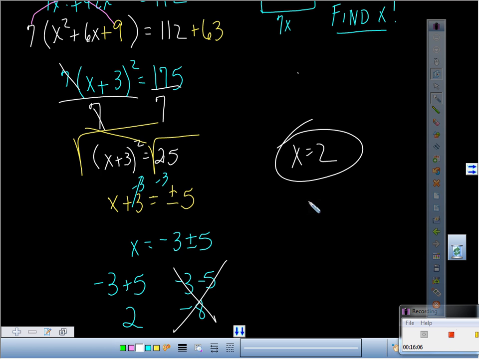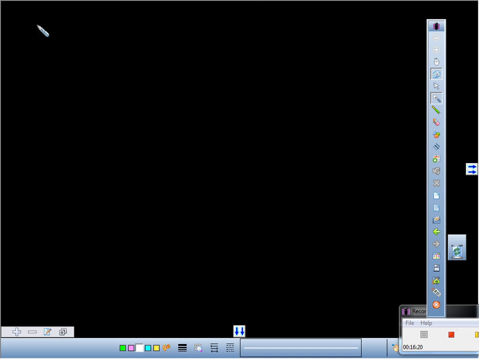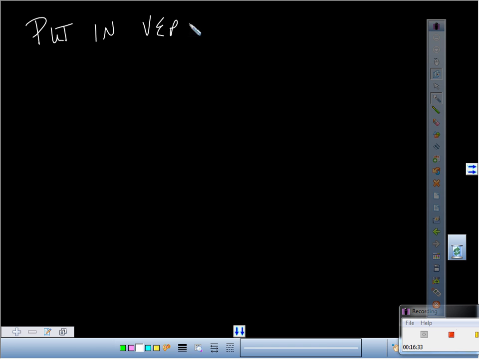No? Everybody okay? Okay, so we're going to practice this. Oh, we got to learn one other thing. All right, so here's our other thing we have to learn. What I told you I was going to tell you 2 ways to use completing the square. What was the first way? Solving equations. What was the second way? Put it in vertex form. Okay? Put it in vertex form.